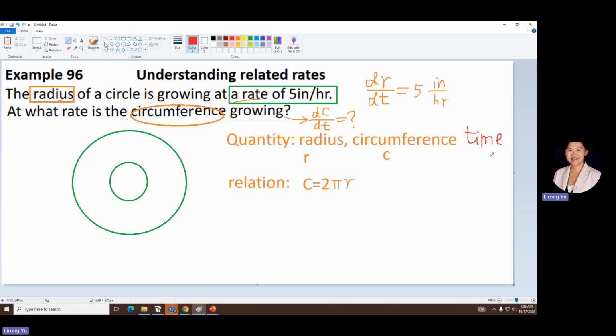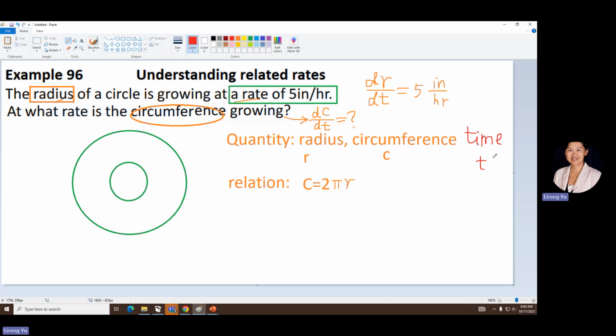Because things are changing, we model the change by how they change through time. So time is another variable that normally is not mentioned in the question. We have to see it in the units. Inch per hour, we realize hour, which is the time, is also related. So what we're going to do is try to find the relation between dr/dt and dC/dt. In the question, the only thing we know is dr/dt, and we're trying to find dC/dt.